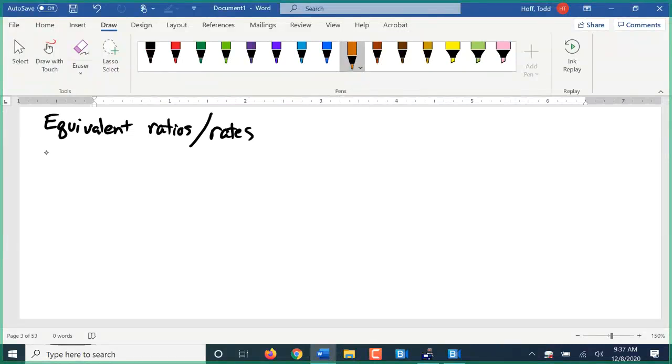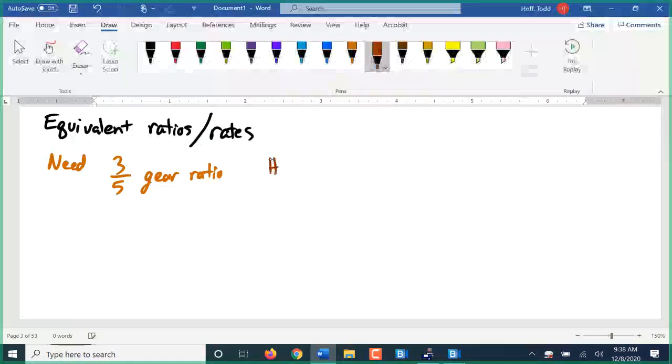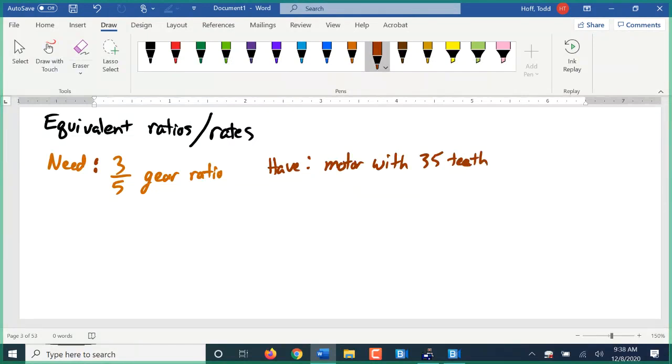Let's say we need a 3 to 5 gear ratio. And we have a motor that already has a gear on it that has 35 teeth. To guarantee that we have equivalent ratios, we need the 3 to 5. We're just going to set the two ratios equal.